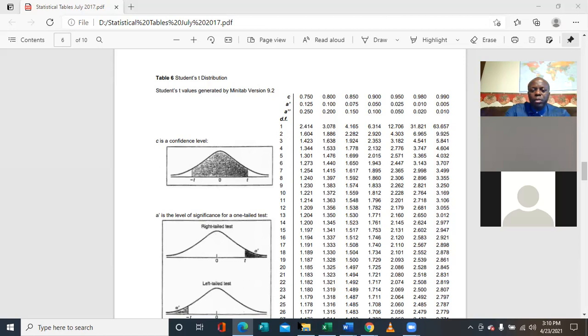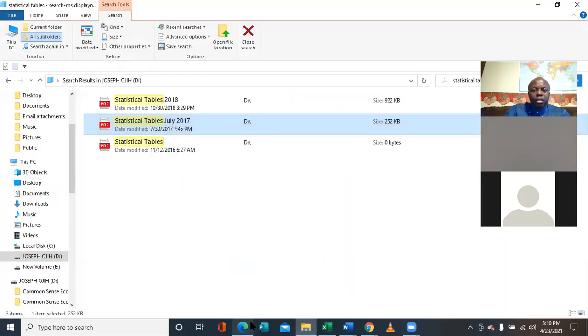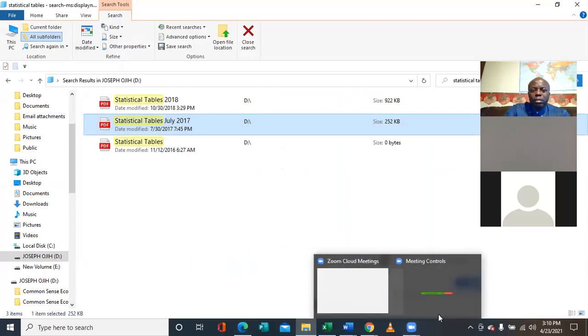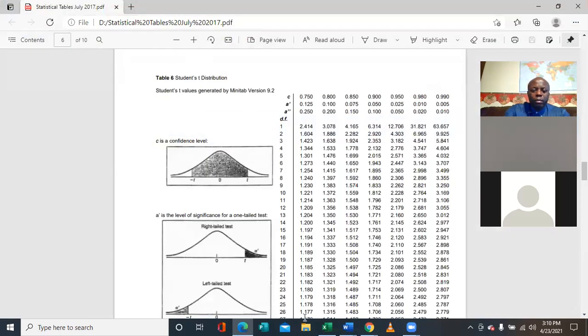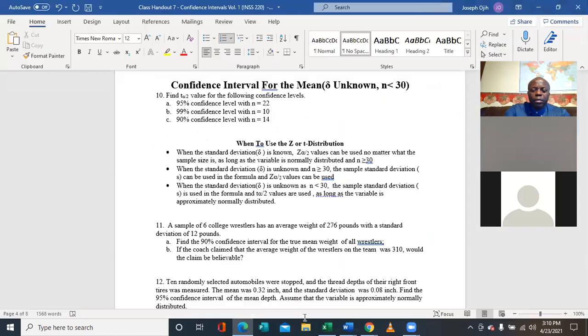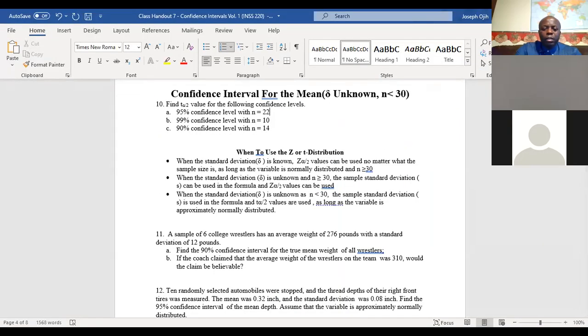We use it when the sample size is small and we don't know the value of the population standard deviation. Let me close this part. Okay. Now I can share this. You can see this. Good. So in that case, we use student T distributions.